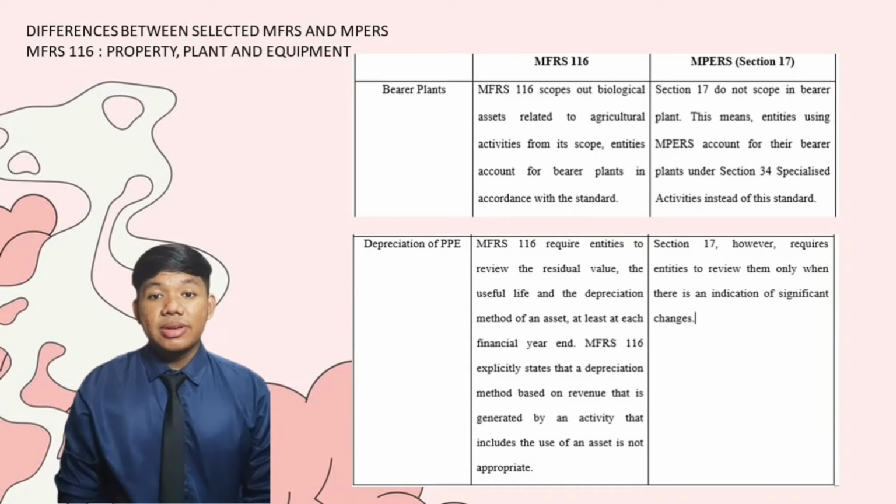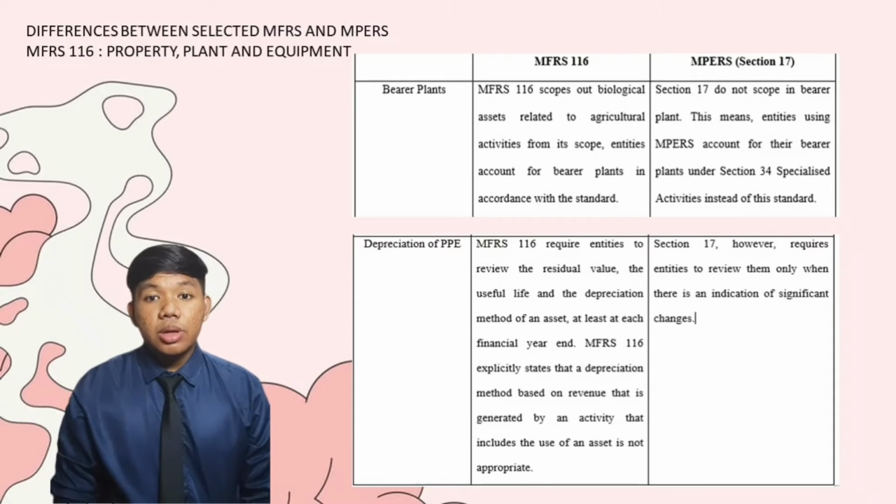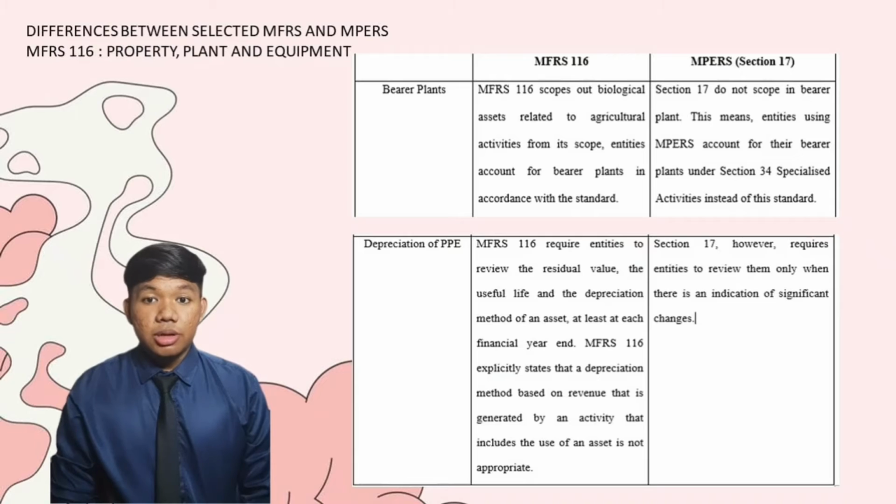Next, we move to the differences between the selected MFRS, which are MFRS 116 and MFRS 140, with MPERS. So the first is the differences between MFRS 116, Property, Plant and Equipment, with MPERS. So the first is the bearer plants.